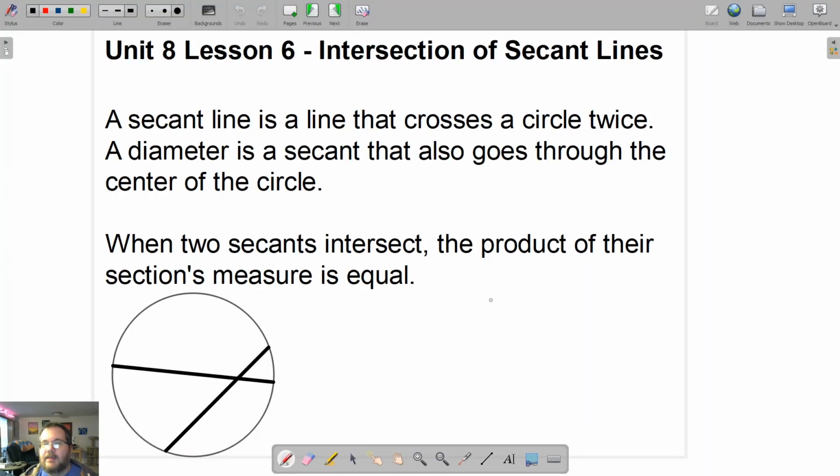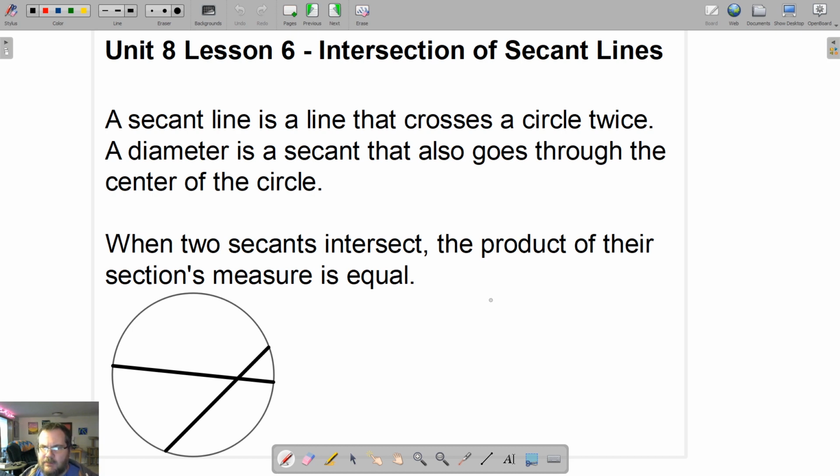Okay, welcome back everybody. So today we're going to continue with our circle stuff. We're going to take a look at the intersection of secant lines. A secant line is a line that crosses a circle in two places. It's also known as a chord if it's just that line segment.